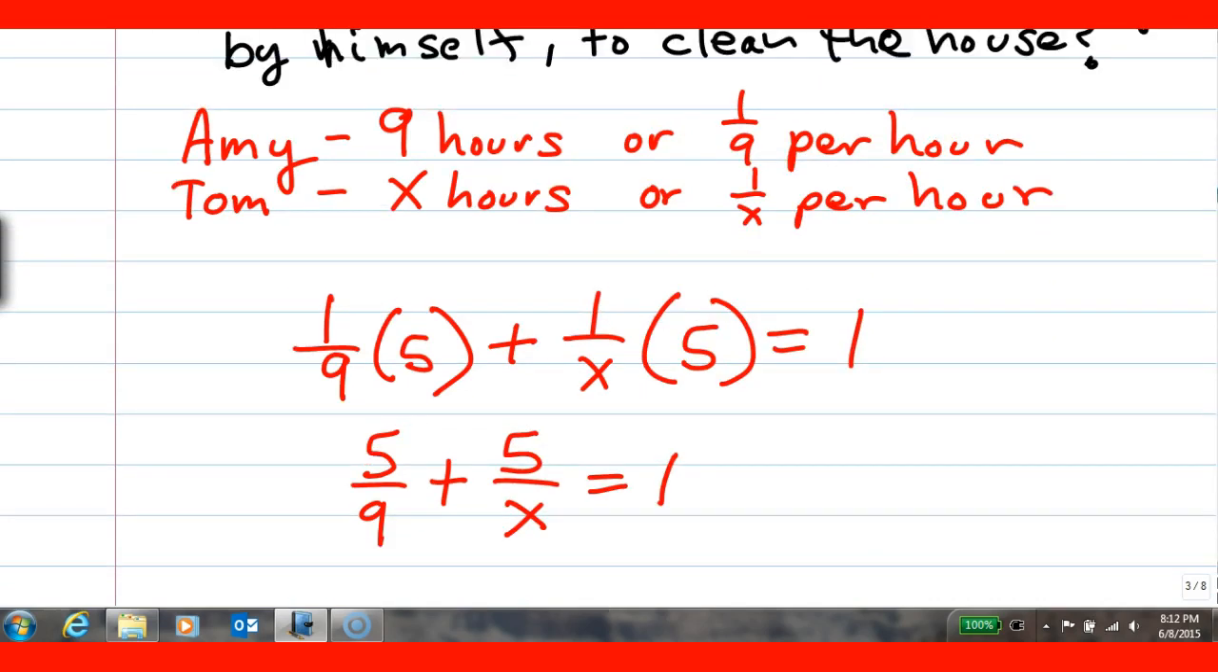So let's put this into a formula. We're going to use the same formula that we used in the previous question, but this time we're going to take that 1/9, but we actually know how much time.